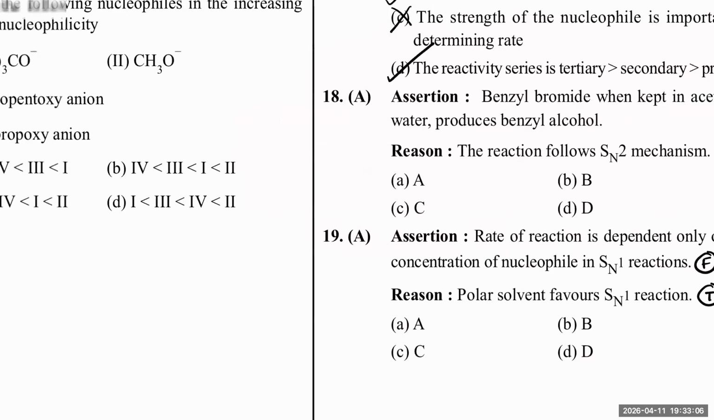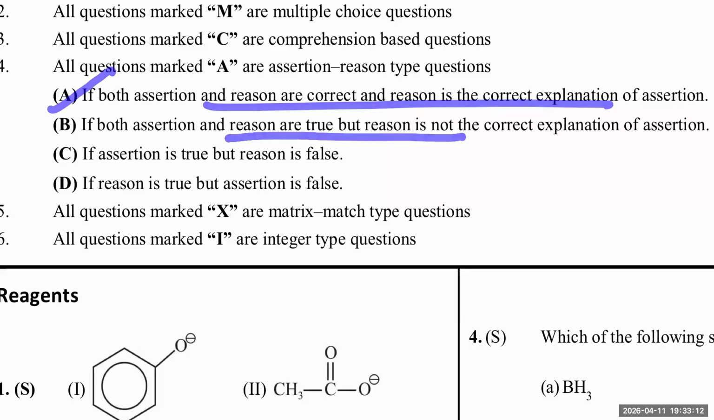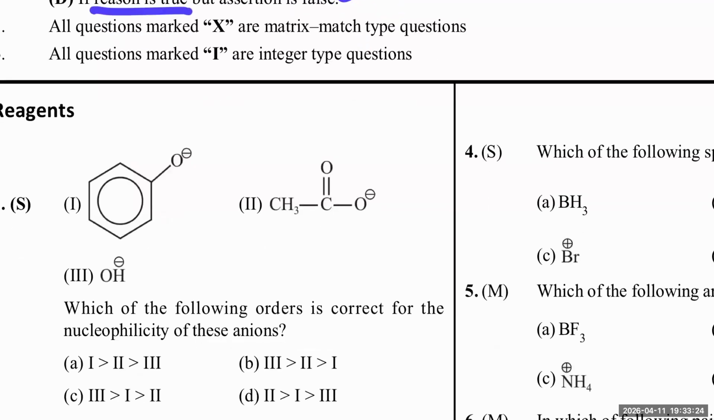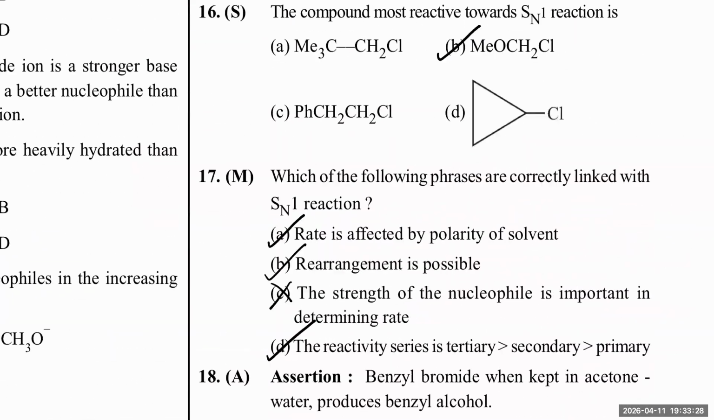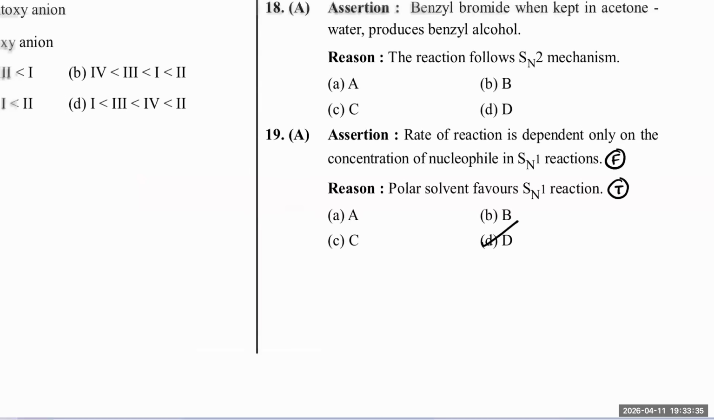Let me show you the options like this. If both are correct and correct explanation, that is A. If both are true but not the correct explanation, B. Assertion is true, reason is false. If reason is true, assertion is false. These are the four options which you have. So notice here, the first one is false, second one is true. So that means it is D.